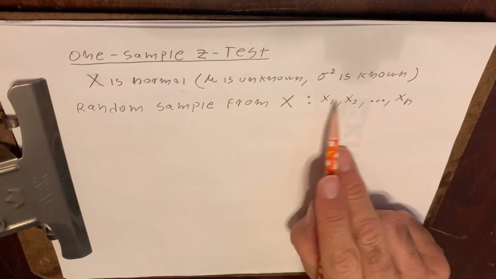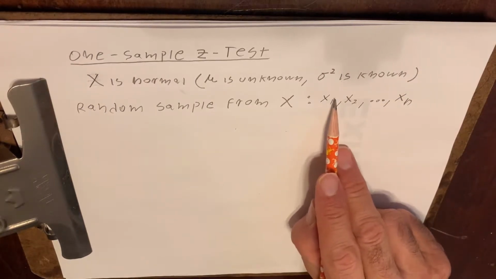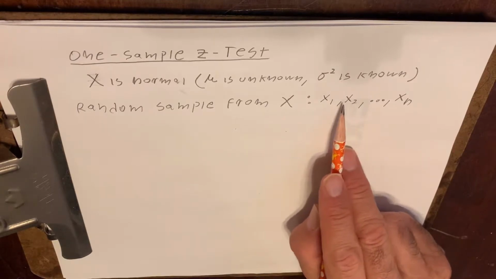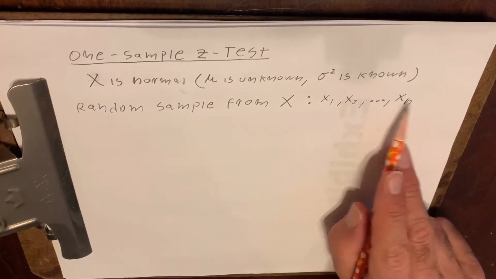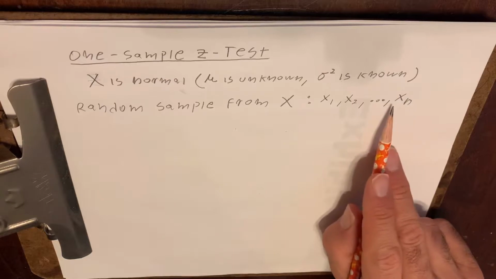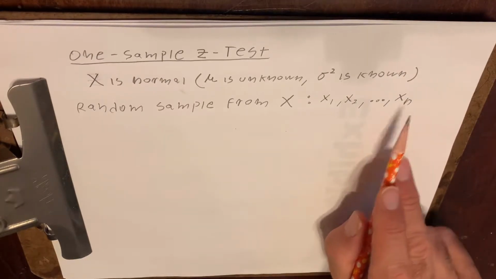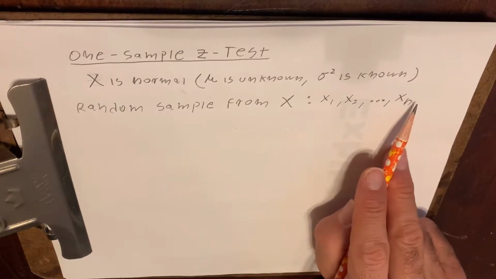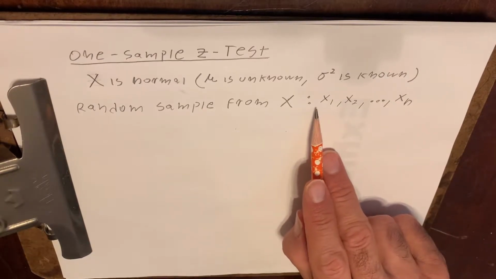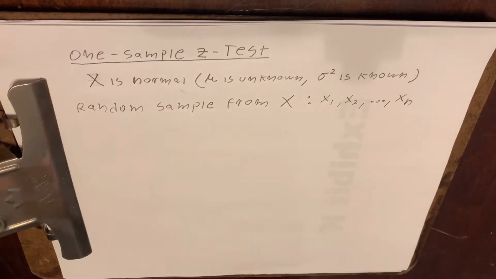Now x1 we will call the first observation. X sub 2 we will call the second observation. And x sub n we will call the nth observation or the last observation. And this is ordered in time. That is the time in which the observations were collected.